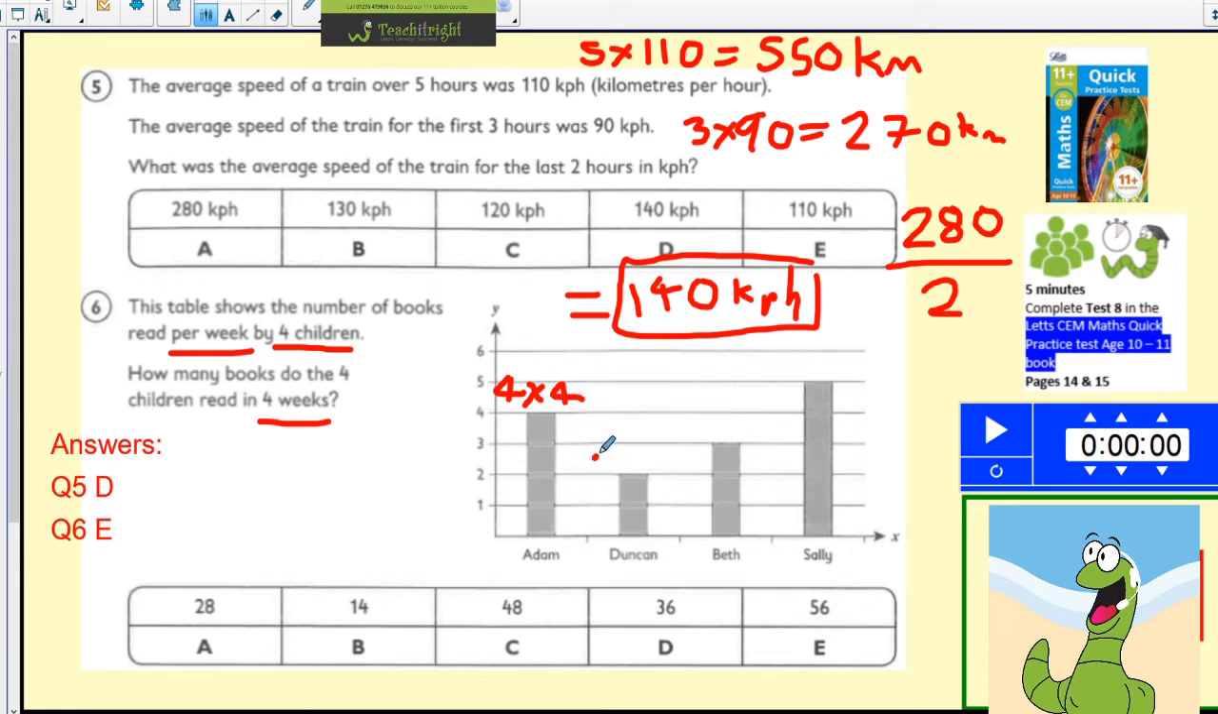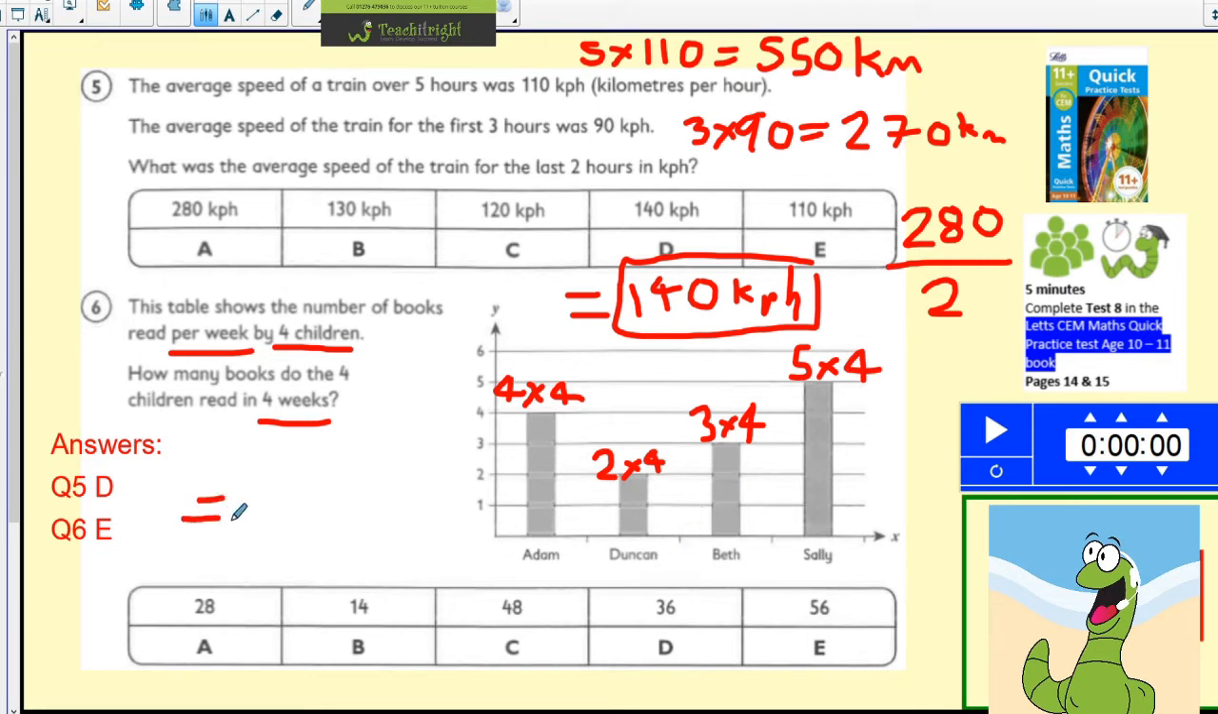Duncan does 2 books a week, so he's going to do 2 times 4. Beth does 3 books a week, so in 4 weeks' time she'll have done 3 times 4. And awesome Sally, love to see it. She reads 5 books a week, which is amazing. So she's going to do 5 times 4.